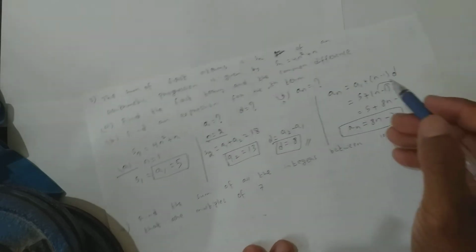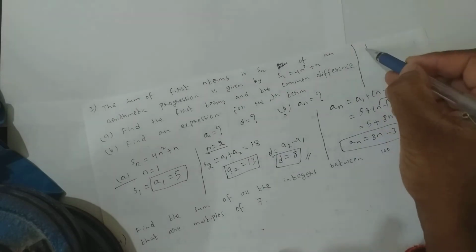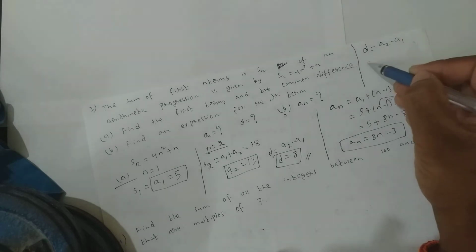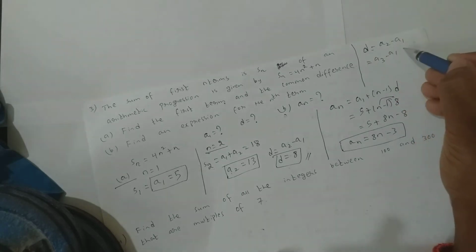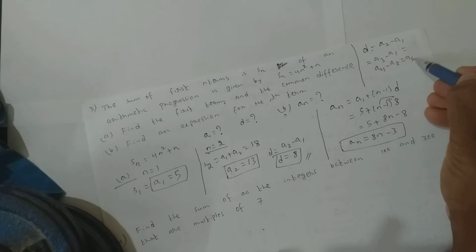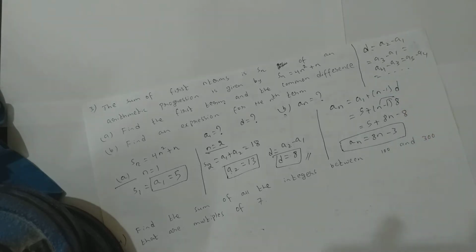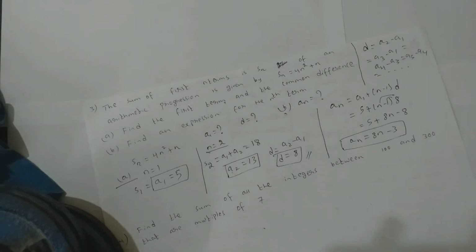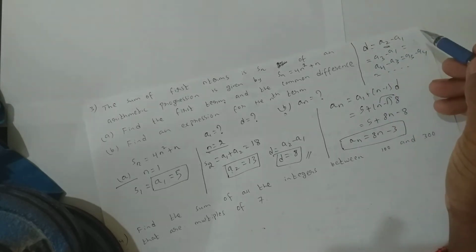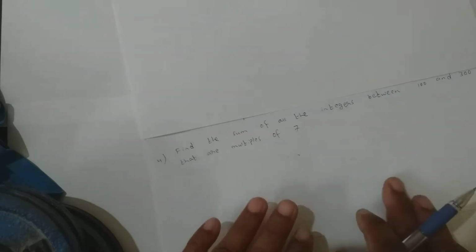And one more thing which you need to know in AP: the difference we always get by the second term minus the before term, or a3 minus a2, or a4 minus a3, or a5 minus a4, and so on. Always we subtract from the before term, not from the after term. This should be subtracted from the before term. Am I clear?